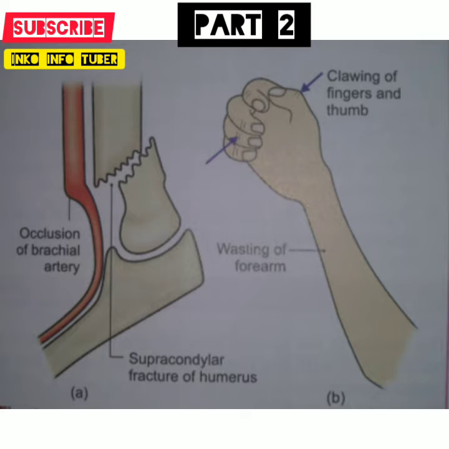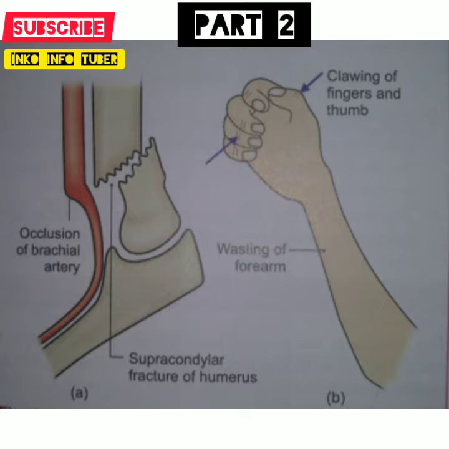Next, let us come to the clinical anatomy of the humerus bone. The common sites of fracture of the humerus are the surgical neck, shaft and supracondylar region. First one, supracondylar fracture. Supracondylar fracture is common in young age. It is produced by a fall on an outstretched hand.